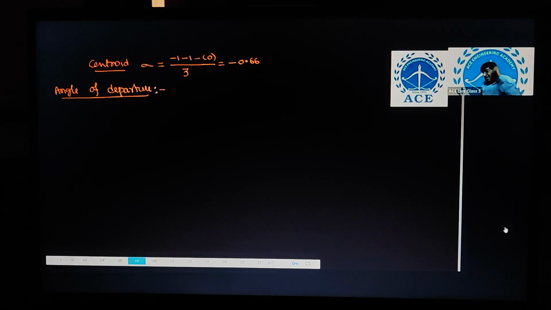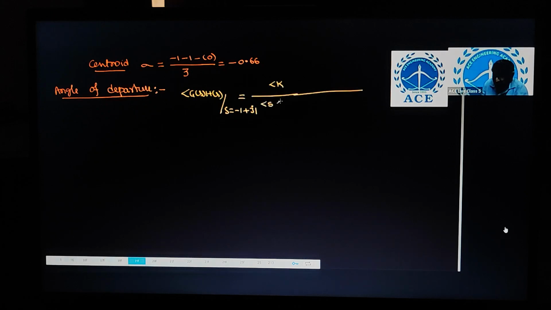Calculate the angle of departure, all of you. Angle of G(s)H(s). What is the complex pole location? Minus 1 plus j1. At s equal to minus 1 plus j1, the angle is equal to angle of K by angle of s, angle of s plus 1 minus j1, angle of s plus 1 plus j1.